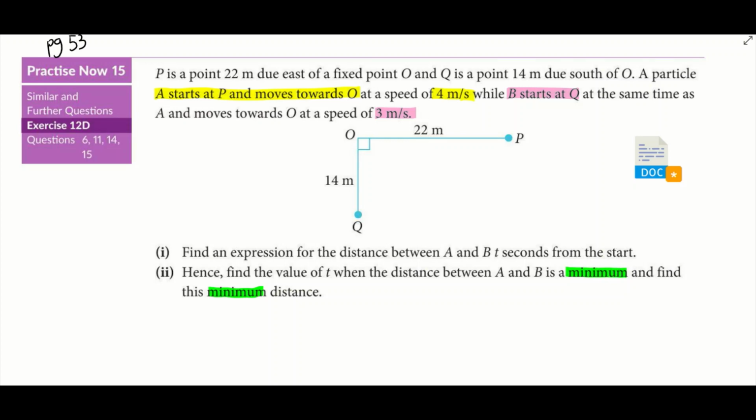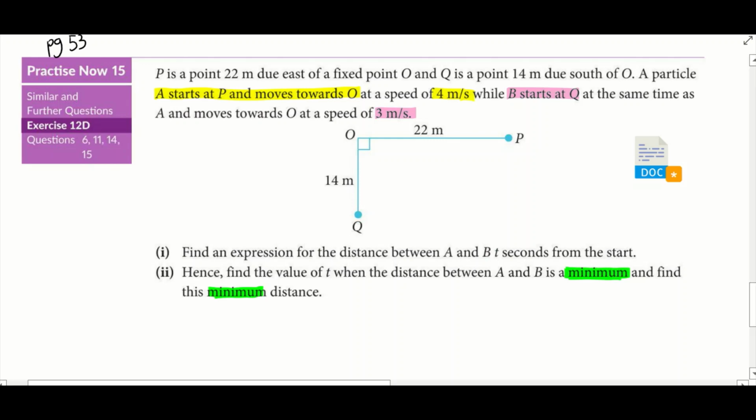Let's take a look at this very interesting question on page 53. And one look at this question, I know it's a minima-maxima problem because it stated that we need to find the value of t for which the distance is a minimum and later find the minimum distance. But first, let's solve for part 1.